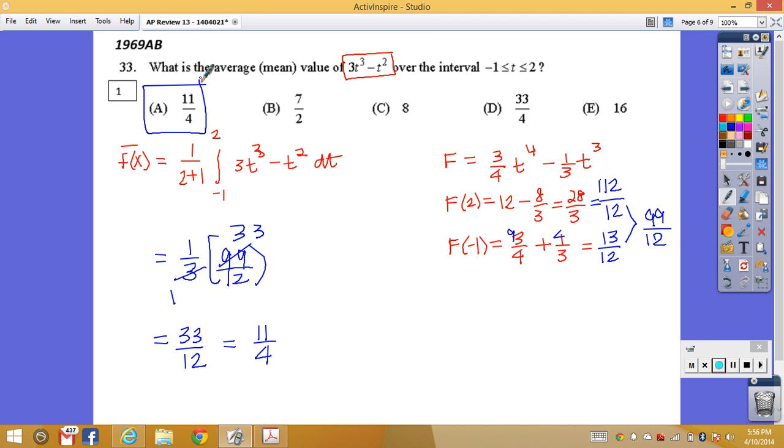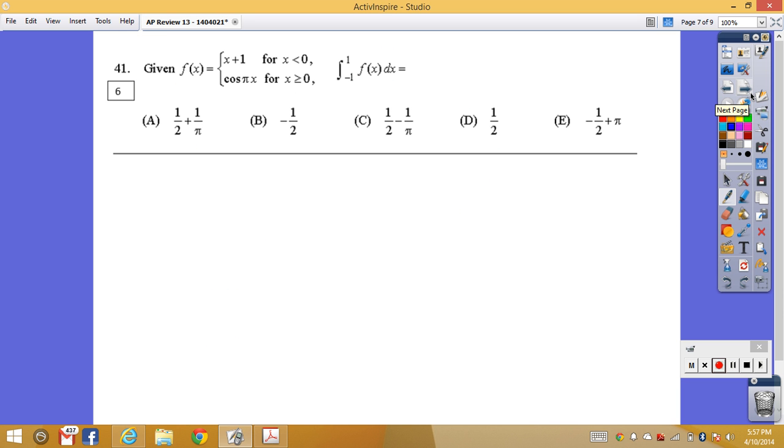But notice, if you forget about that 1/3, it will be 33, I think this is 33 over 4. So if you forget about the 1 over b minus a, you end up with the wrong answer, which is D.